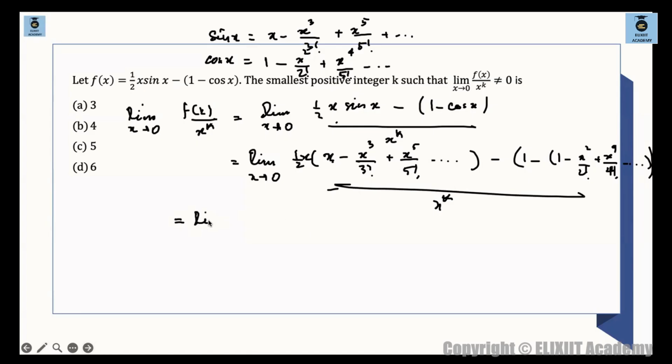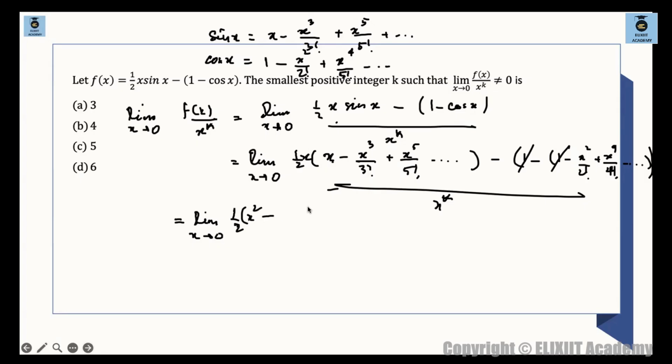So limit x tending to 0, half times of. Okay, now we see some cancellations here. This term and this term are getting cancelled. So we are left with x. You multiply this x as well, x square.